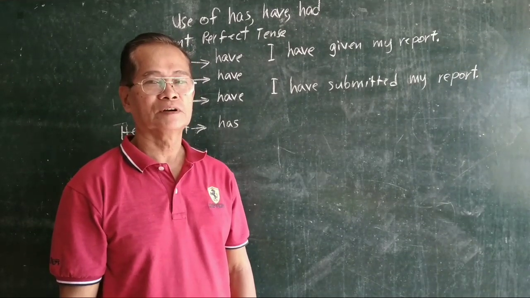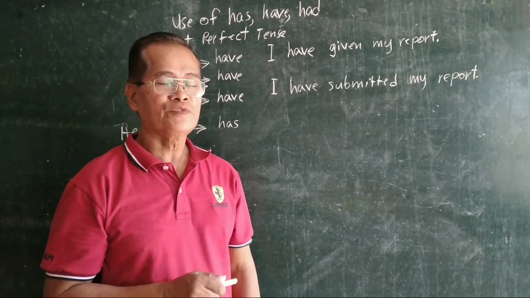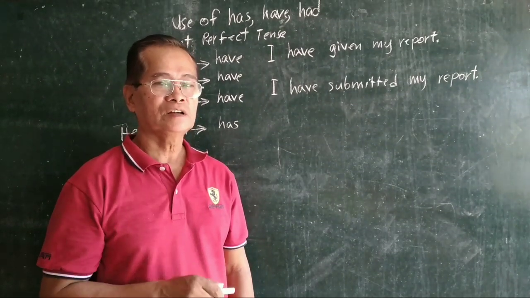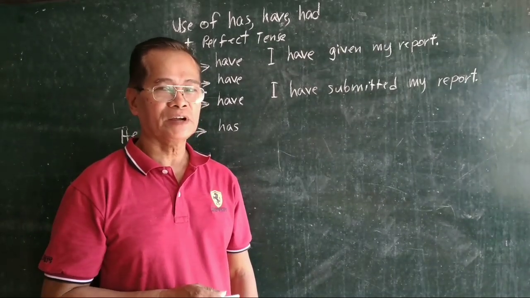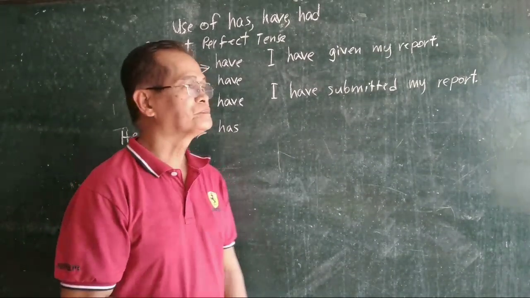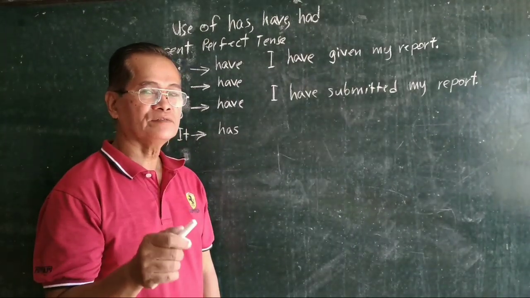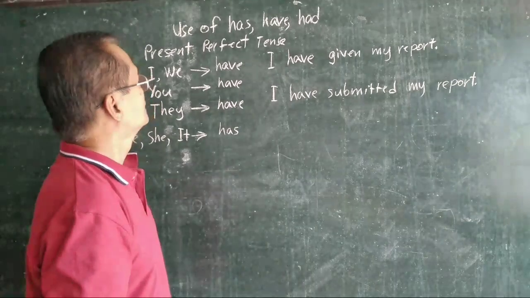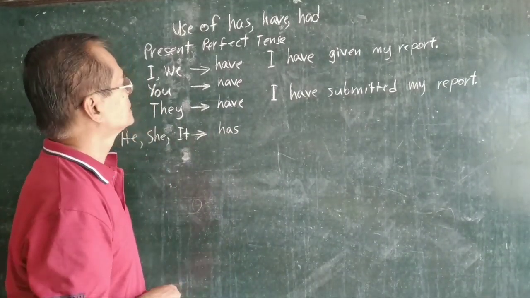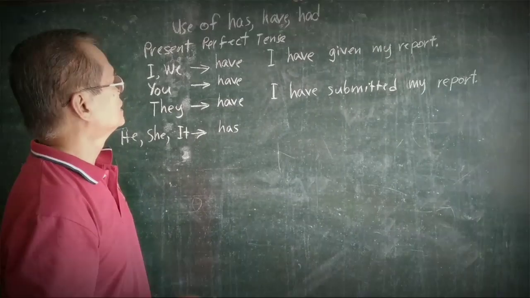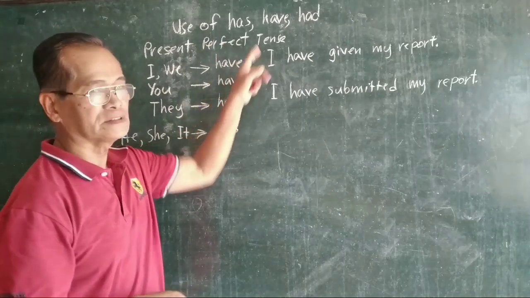Today, we are going to discuss one of the most difficult parts in English grammar, the use of has and have. This is the most confusing part, especially to those who are still striving to learn the English language. Now, our topic is the use of has, have, and had. And here, first, we need to discuss the use of has and have under the present perfect tense.